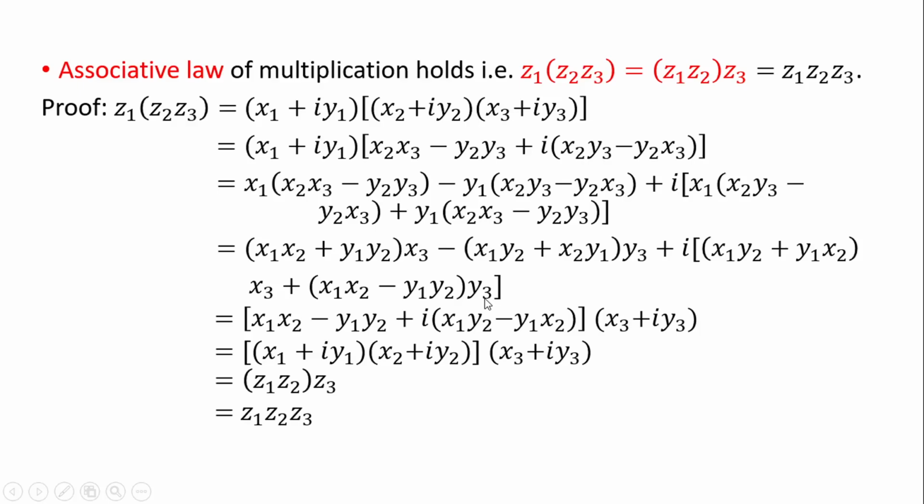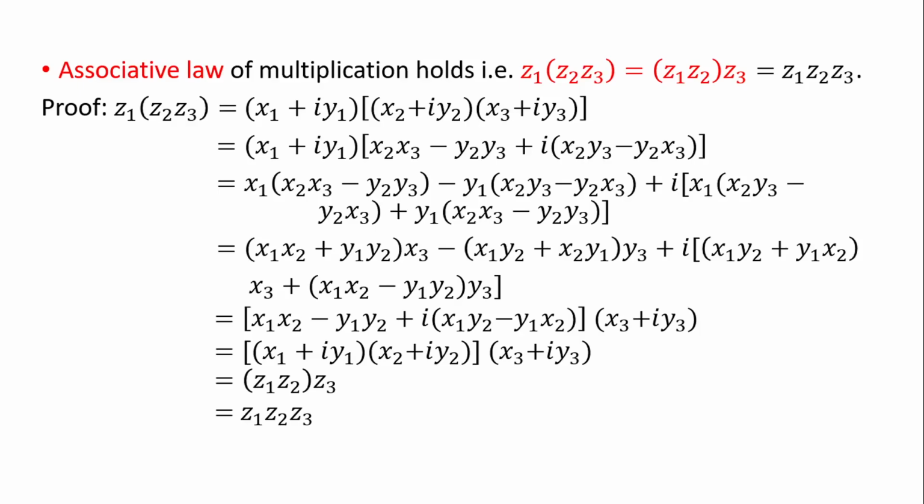So we can change the association, and there will be no change in the product, and that is constant and equal to z1 into z2 into z3. That is, the associative law of multiplication holds in case of product of complex numbers.